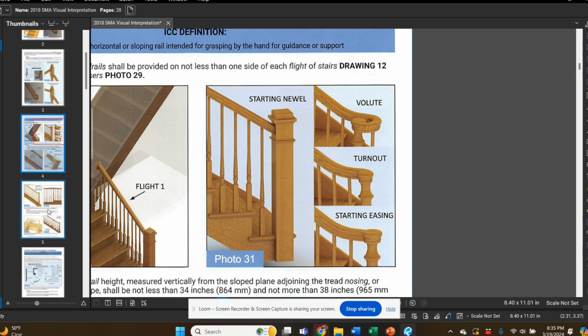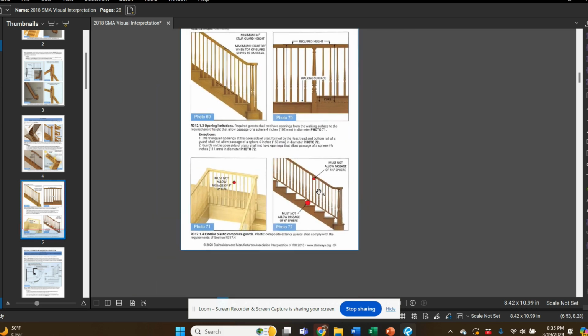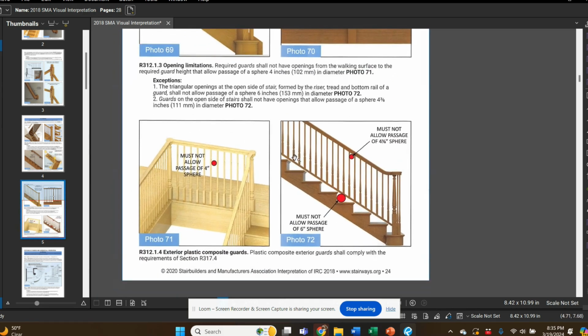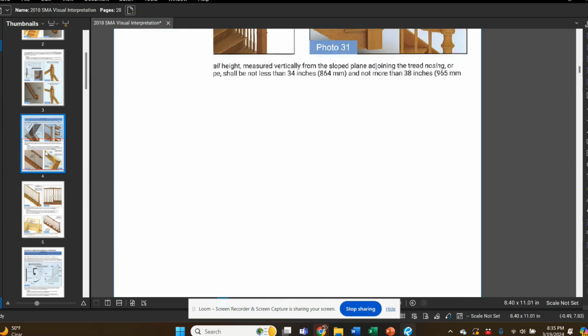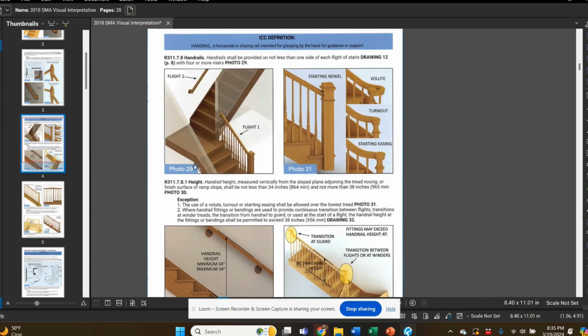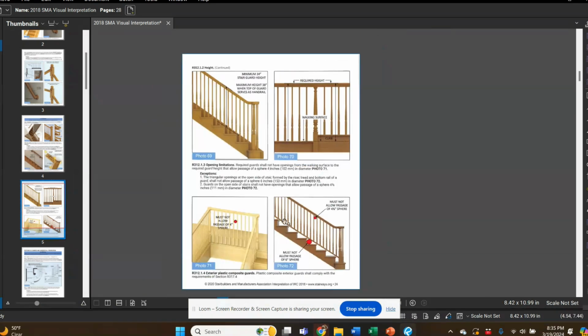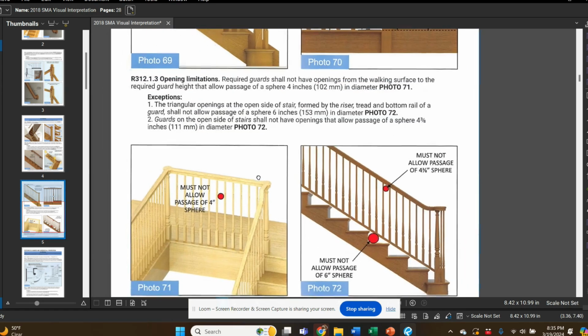Now let's think about guards for a moment. Guards are regulated under the openings that are inside them. So if we read right here, sorry, on that last one, we were on page 13. I apologize, I didn't tell you that. Let's go to this page. This is page 24, okay? So if we're on page 24 and we look here, what does it say?